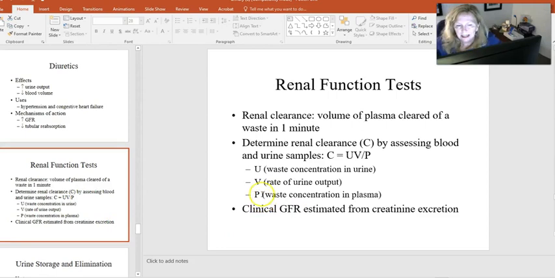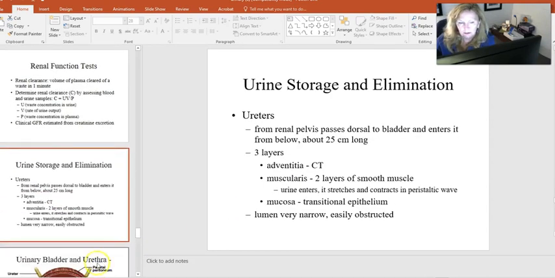Renal function test can be done by looking at creatinine clearance. Sometimes this can be done by drawing blood at a particular time and then testing the urine. Sometimes they will do 24-hour urine sampling and actually see exactly how much creatinine is being cleared in a 24-hour period. And again, they can evaluate how well those kidneys are actually clearing and functioning.